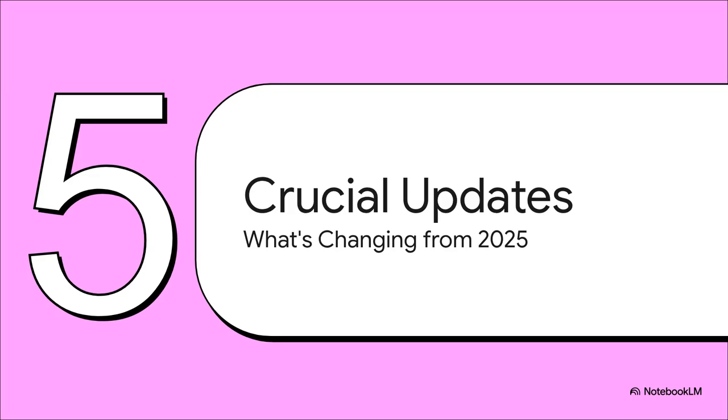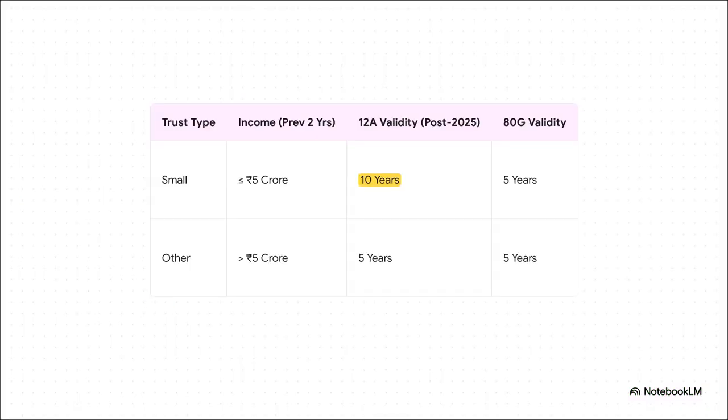Okay, now for some really important updates, because as with everything, the rules are changing. There's a new amendment that you really need to know about, especially if you're a smaller organization. Here's the deal. For any applications you make after March 31st, 2025, there's some great news for smaller trusts. If your total income was 5 crore rupees or less for the last couple of years, your 12A registration validity is doubling from 5 years to 10 years. That's huge. But, and this is a big but, it does not apply to your 80G registration. That's staying on a 5-year cycle for everyone.